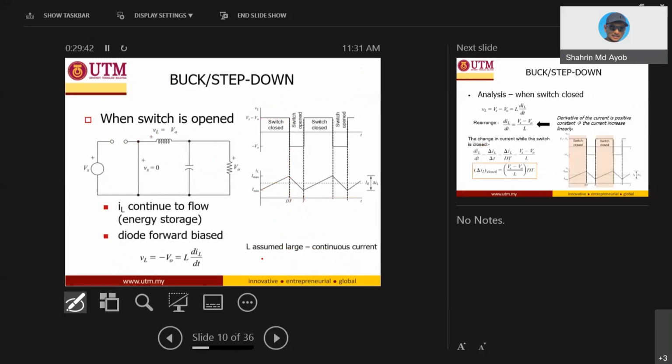So next is the analysis when the switch is open. What happens to the circuit? Right now the switch is open, meaning your voltage supply is disconnected from the circuit. So the node here is 0 volts. As you can see, the diode is in forward bias because the cathode is now more negative, or lower polarity, compared to the anode. So the diode is in forward bias.